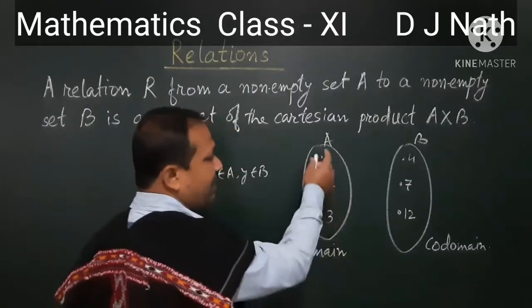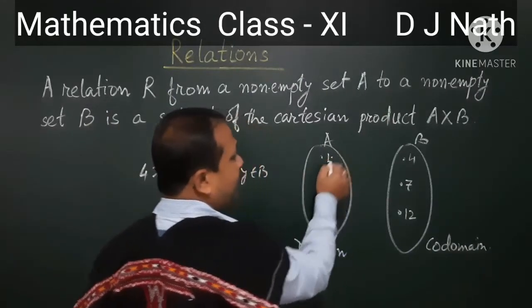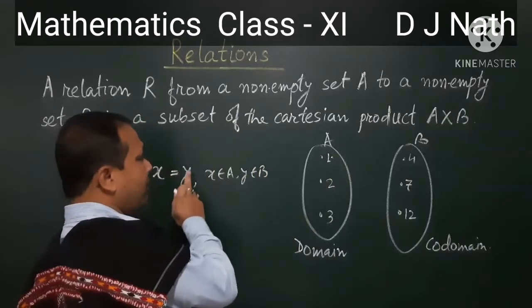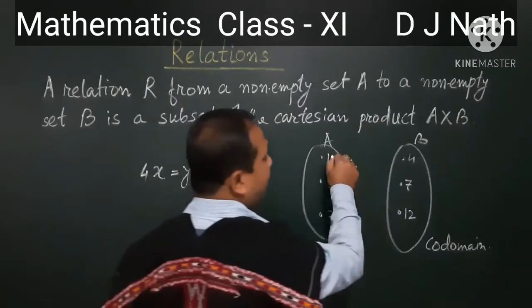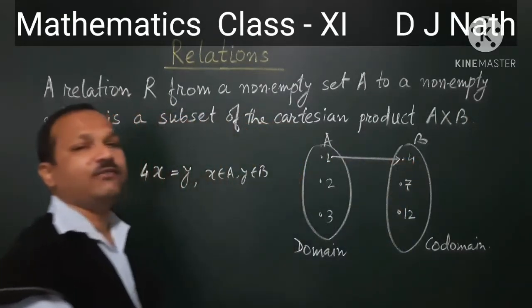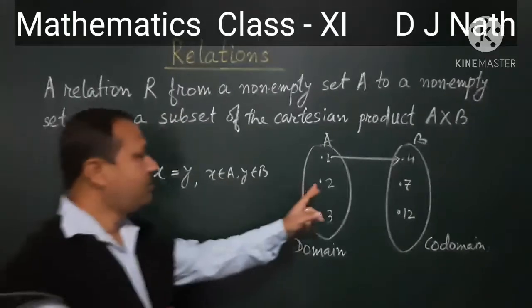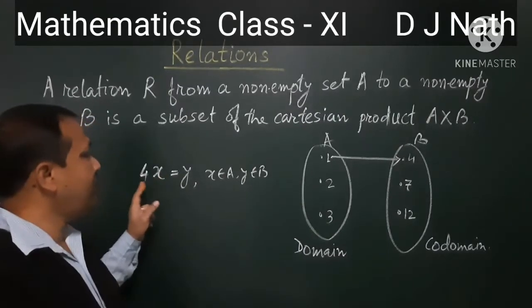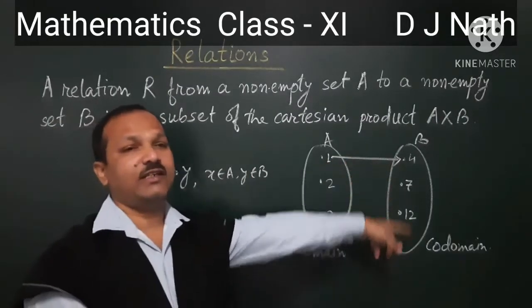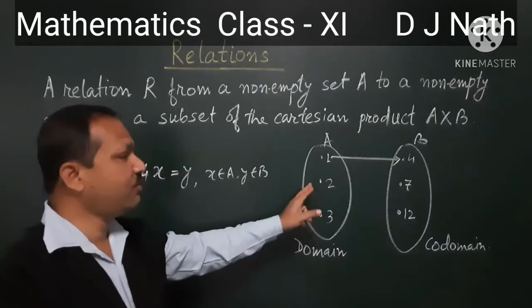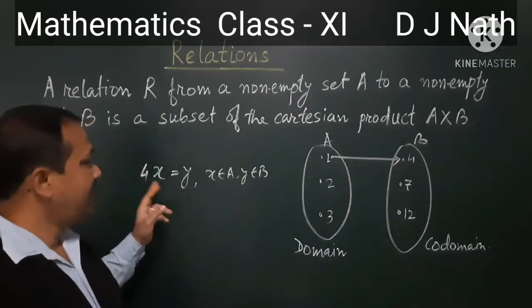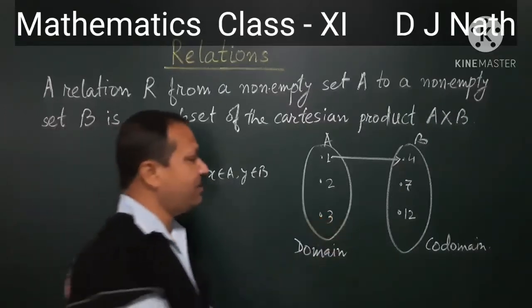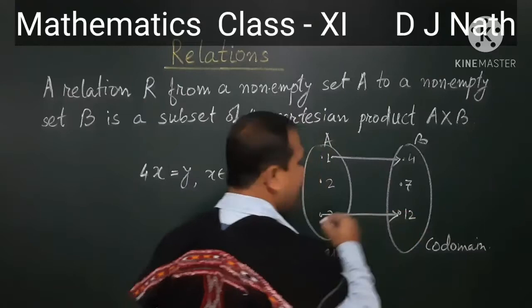So here which one can be relating? Here 1. So 4 into 1 is 4. So 1 will be relating with 4. If we take 2, the second element, 2 into 4 is 8. Is 8 present in the codomain set? No. So 2 cannot be relating with anything here. If we now take 3, 3 into 4 is 12. Yes, 12 is present, so 3 will be relating with 12.